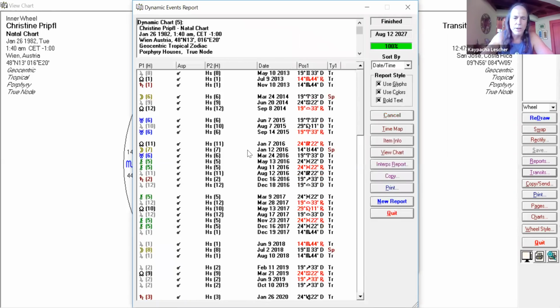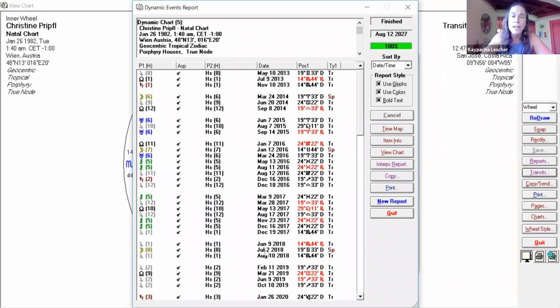Okay. So here you can see that her progressed moon in January of 2016 hit the seventh house. In a reading, I would pay very strong attention to that because there's a strong emphasis on relationship and partnership while the progressed moon is in the seventh house, and it's going to stay in the seventh house until July of 2018. Bye-bye.